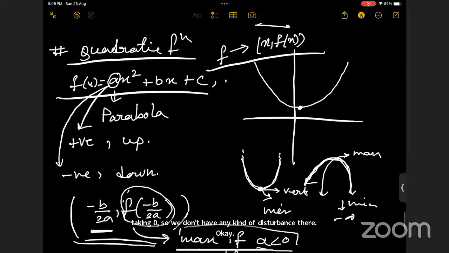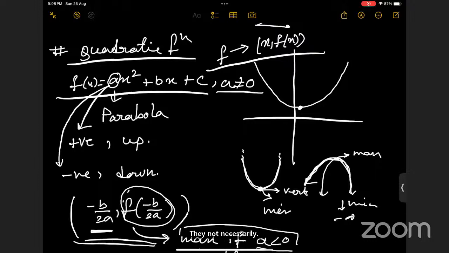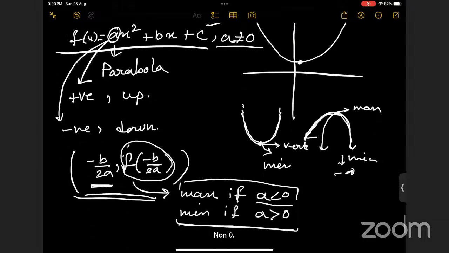A is necessarily not equal to 0 here because we want a quadratic function, right? So the coefficient of x square will be non-zero, right? Okay, ma'am. Thank you.